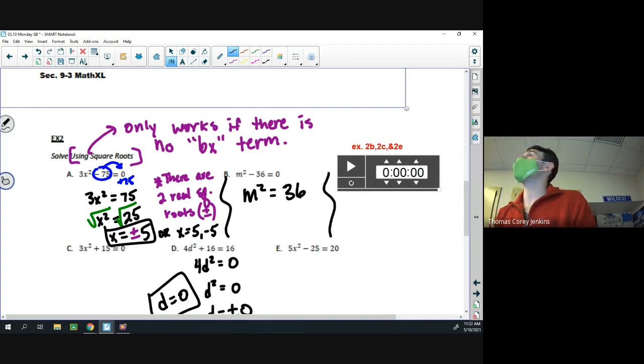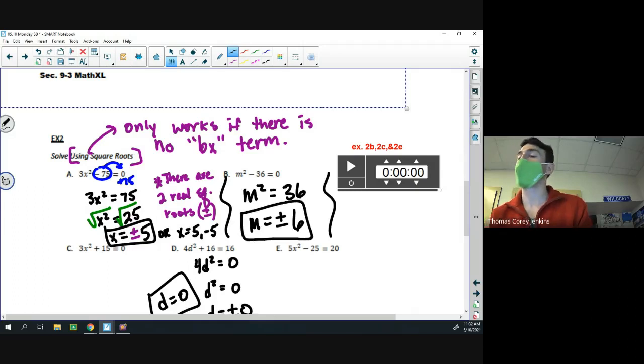All right, then we take the square root. The only thing we don't want to forget is the plus or minus sign, okay? So we get m equals plus or minus whatever the square root of 36 is, which would be 6, right? So positive 6 and negative 6 are your two solutions for B. All right? Any questions on that before we move on? That one's easy enough.